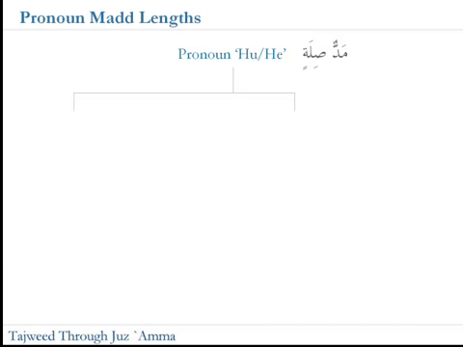So the pronoun mad itself is called mad silah, and it's associated with the pronoun of who or he. Now the first ruling is, if the pronoun who or he is between a voweled and an unvoweled letter, i.e. a sakin letter, then the count will simply be 1. So you read it as normal, and that basically is known as the mad silah.